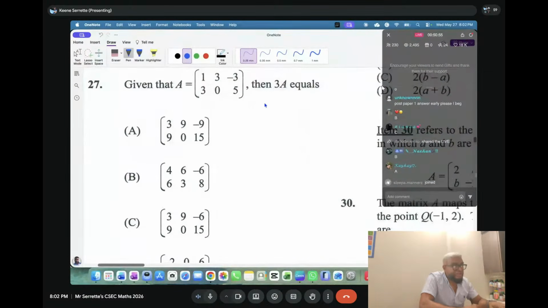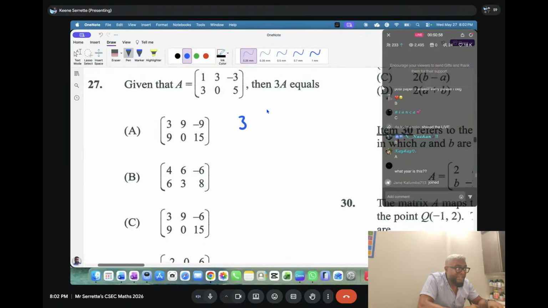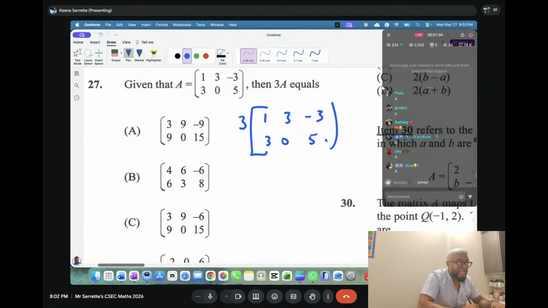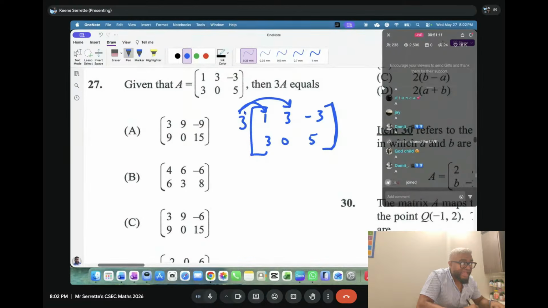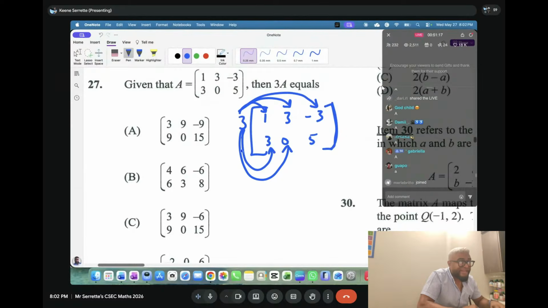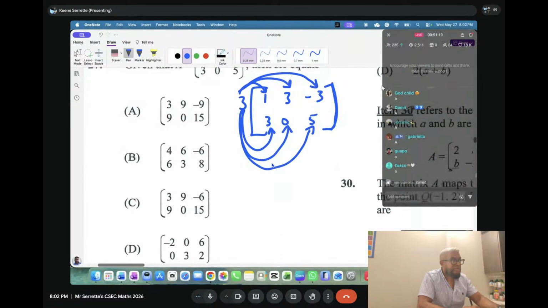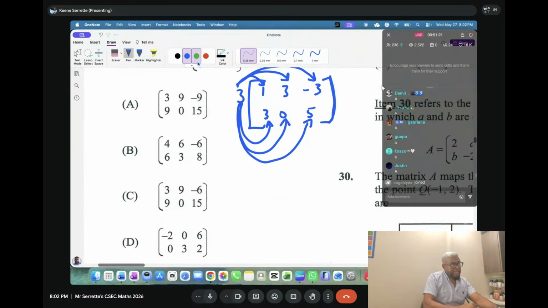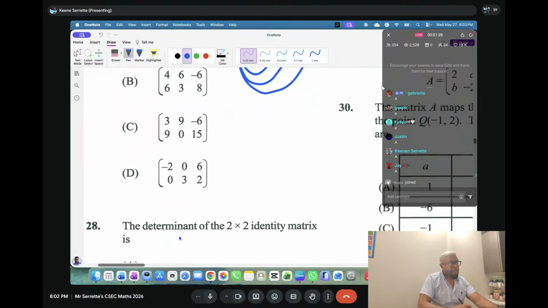What are you doing? If you want 3A, you're multiplying 3 by every single element in this matrix. You have to multiply 3 by this, 3 by this, 3 by this, and so on for each element. There we go.